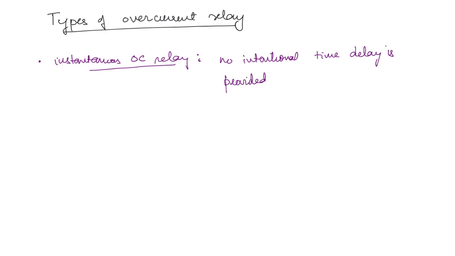We discussed the characteristics of a relay, right? The speed should not be so fast that it keeps tripping over every transient fault. That's why this is one type of overcurrent relay. There is no intentional time delay provided. The operating time will be approximately 0.1 second.